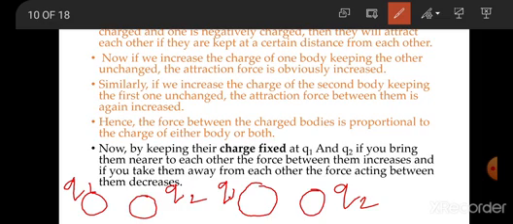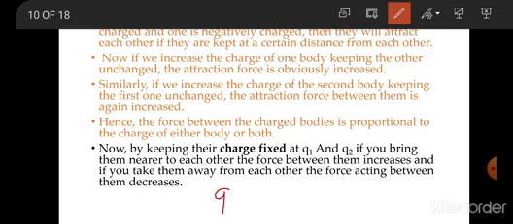Similarly, if I keep Q1 as it is, and if I increase Q2, then what will happen? So if we increase the charge of the second body keeping the first one unchanged, then also obviously the force of attraction between them will increase. Okay, so from this we can say that the force between the charged bodies is proportional to the charge of either body or of both. Okay, so the first one is understood.